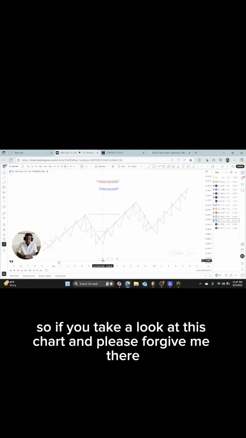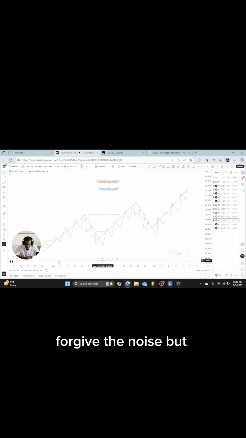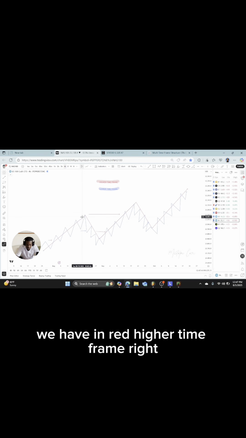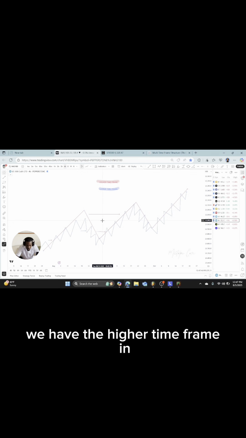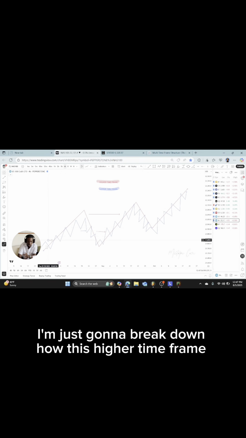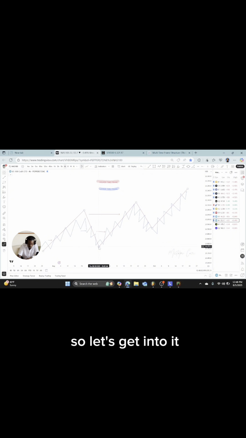So, if you take a look at this chart, and please forgive me, the people are outside doing the lines. Forgive the noise, but if you take a look at this chart here, we have the higher time frame in red, and in blue we have the lower time frame. So, I'm just gonna break down how this higher time frame and lower time frame ultimately create the bigger picture. So let's get into it.